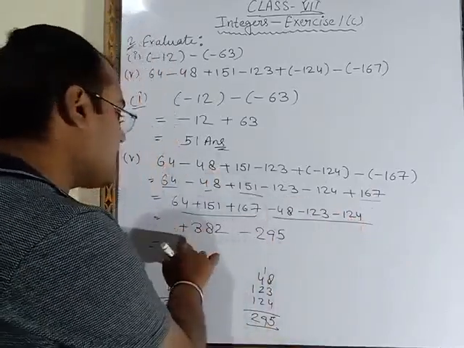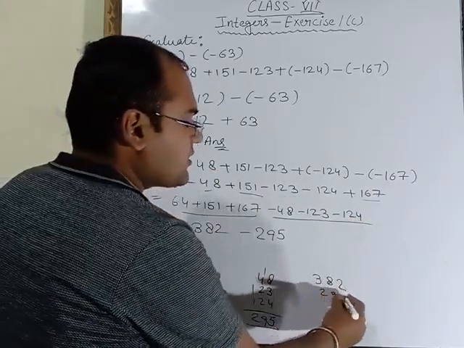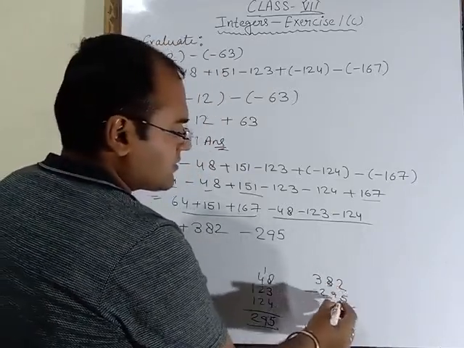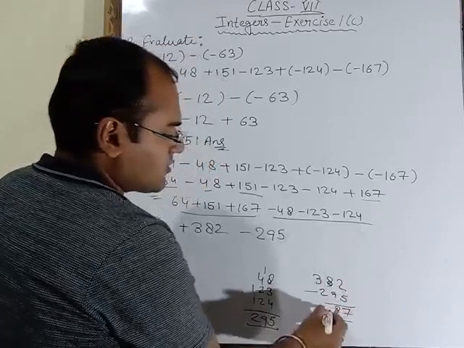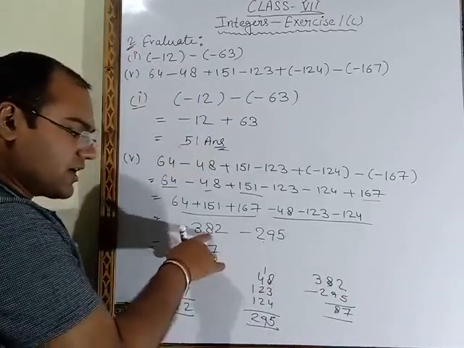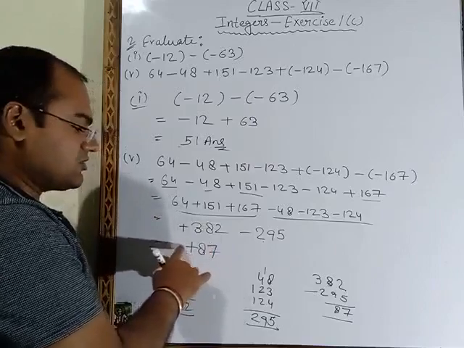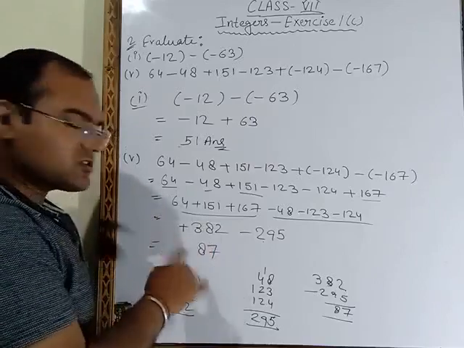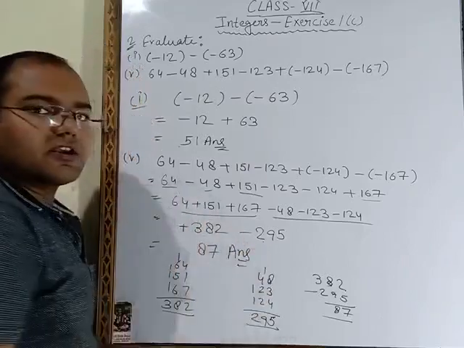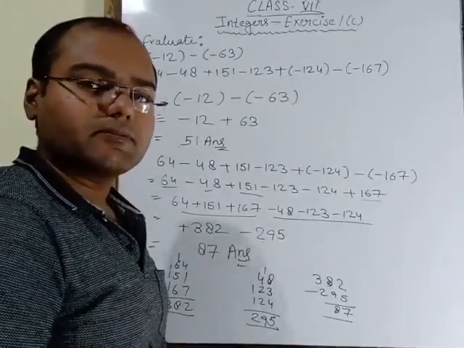Now plus and minus is minus, so we have to subtract these two numbers, 382 and 295. We will subtract it. So the answer is 87. Which one is greater among these two? 382 is greater. 382 is having a plus sign. So here you have to put a plus sign, but it is not compulsory. It is optional. So this is your final answer of this fifth part. Like this you have to do all the remaining parts of this question number two.